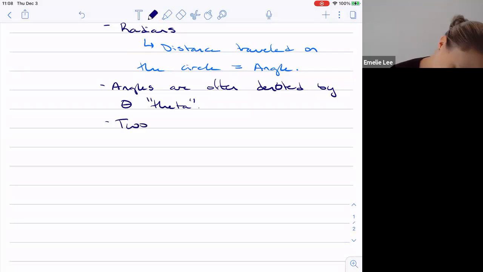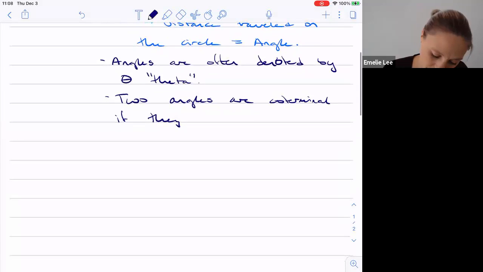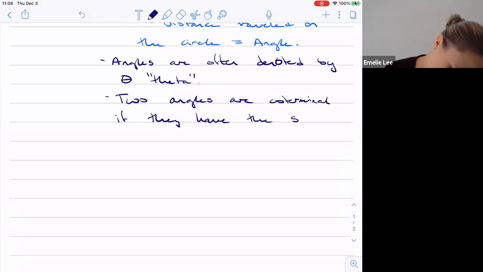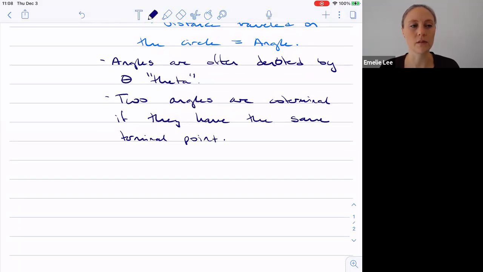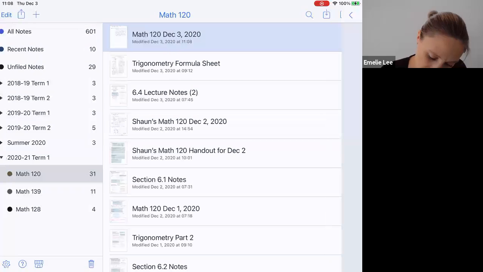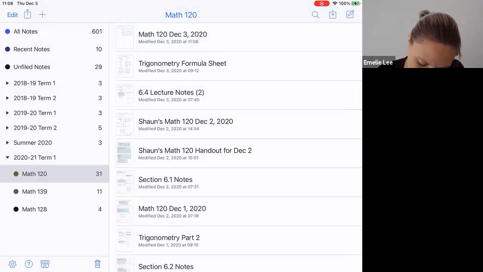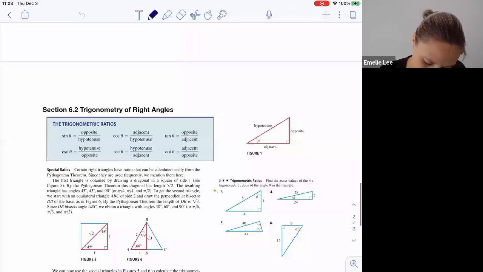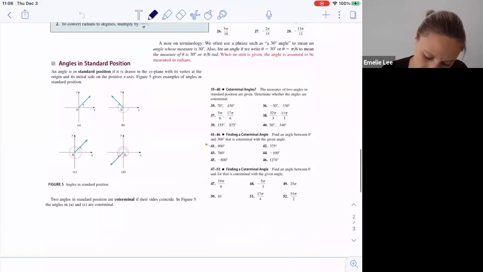Two angles are coterminal if they have the same terminal point. Okay, so let's do, I'll pull in an example from last day. Just a quick example of coterminal, and then we'll move on.